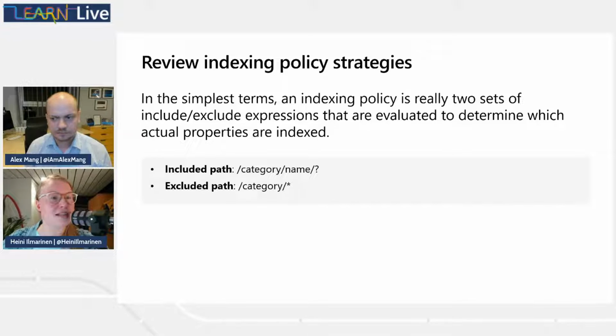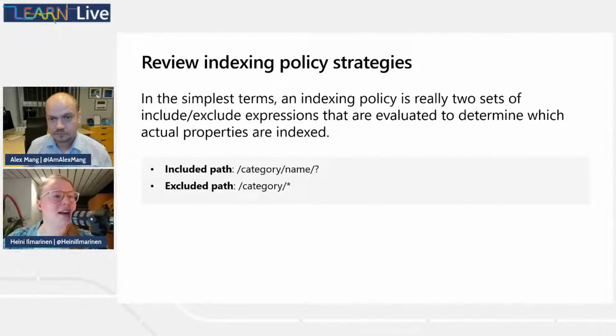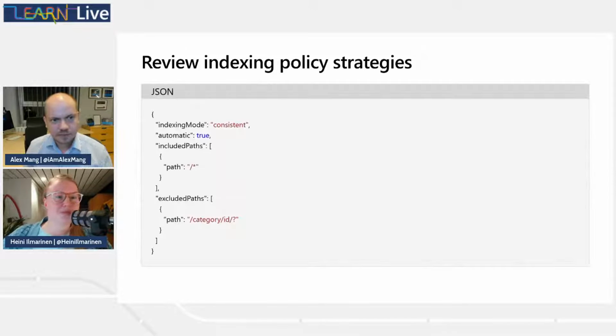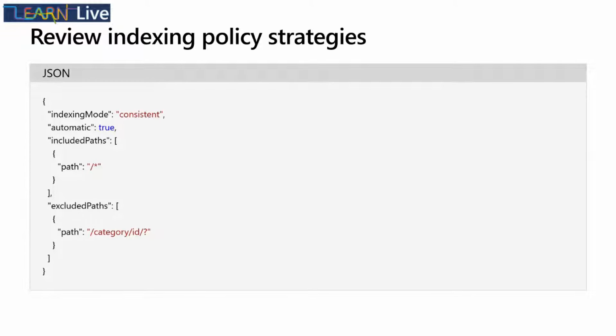And for example, in this sample that is here, we have first the included path that has category /name /question mark. So that pulls the actual string value from the name property. And then we are actually excluding everything else under the category in this case, because we have the category and then the asterisk. Indexing policies must include the root path and all the possible values. Again, you could refer to this one as /asterisk, as either included or excluded.